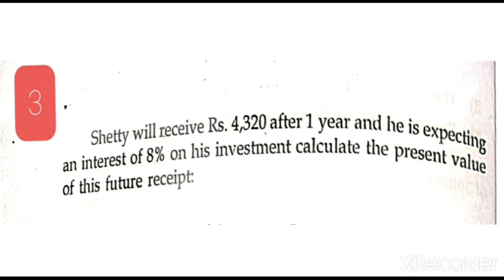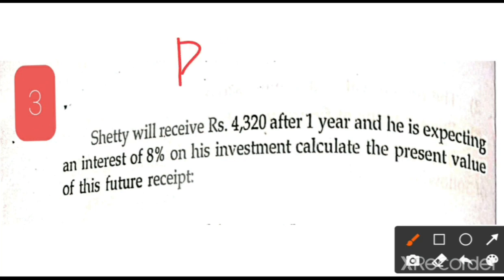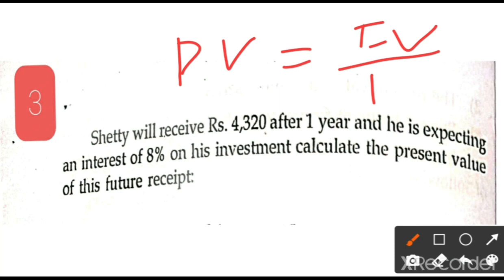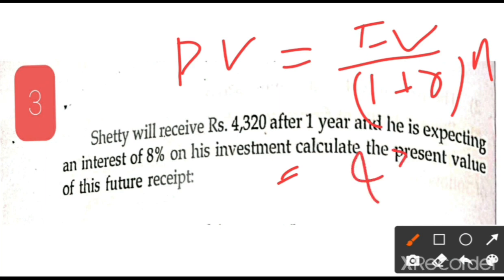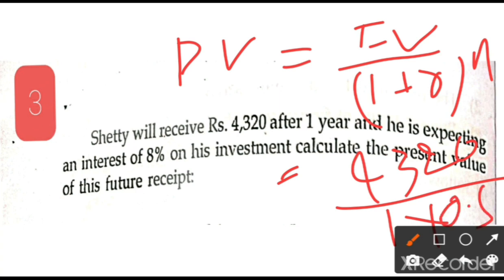So what is the formula to calculate present value? Present value is equal to future value divided by (1 plus r) to the power of n. In this problem, what is the future value? Future value is 4,320. Is it clear? Divided by 1, which is constant, plus r, the rate of interest. Rate of interest is 8%.